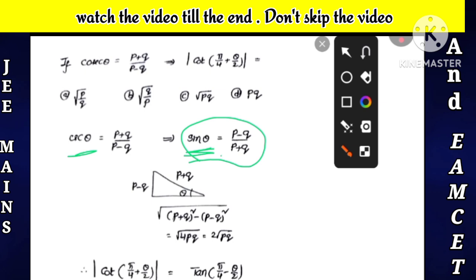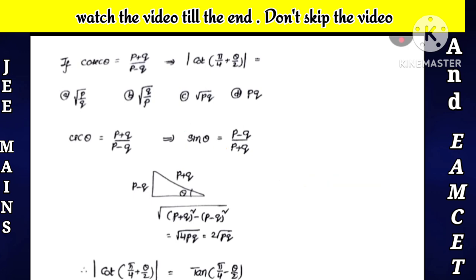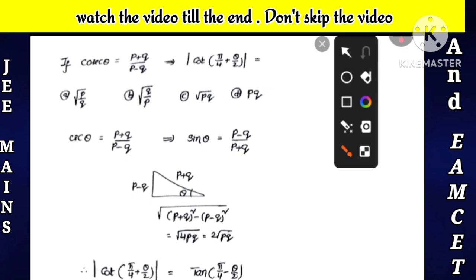Now, two side values are given here from this value, so I am finding the third side also. What is the sin theta formula? Opposite by hypotenuse. Opposite is equal to p minus q. Hypotenuse is equal to p plus q. Sin theta is equal to opposite by hypotenuse.